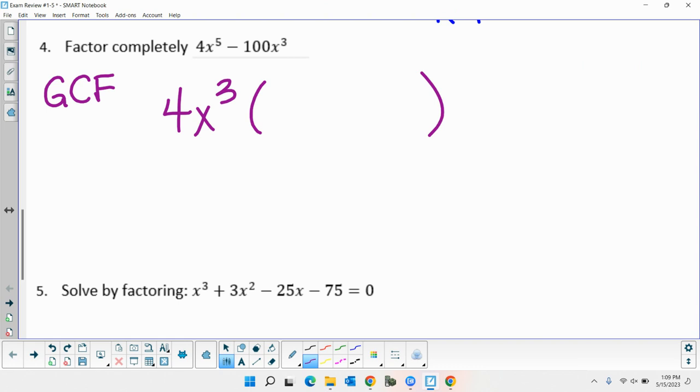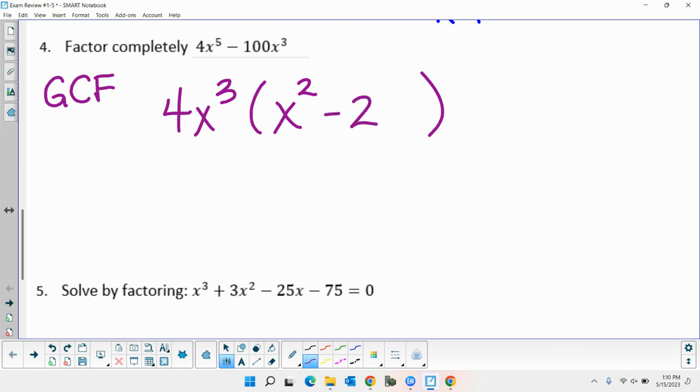How many terms will be in my parentheses? 2, because I started out with 2. When I take out a GCF, there still should be 2 in the parentheses. So 4x to the 5th divided by 4x to the 3rd is x squared. Good. Negative 100x to the 3rd divided by 4x to the 3rd, negative 25.